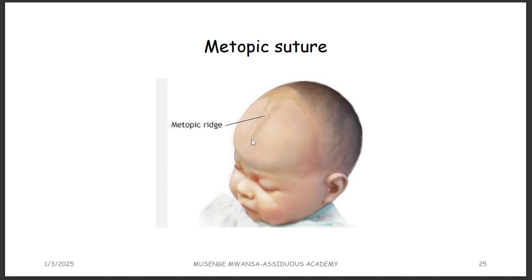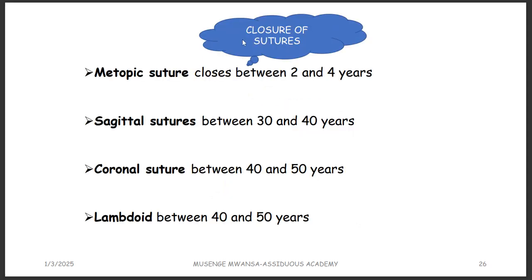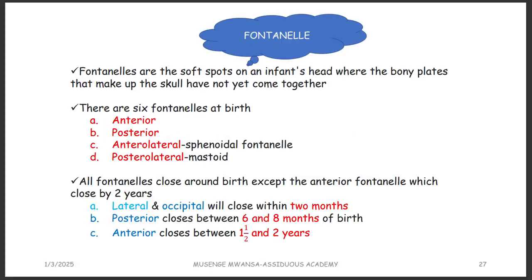We also have, during childhood, the frontal bone is actually two different bones. We have what we call the metopic suture there. But as we grow, those bones fuse completely. That's why it ends up becoming only one bone. That's the metopic suture. For the lambdoid, the coronal, and the sagittal sutures, these take more time to close. The metopic suture, the one which separates the frontal bone, is the one that will close early, between 2 and 4 years.